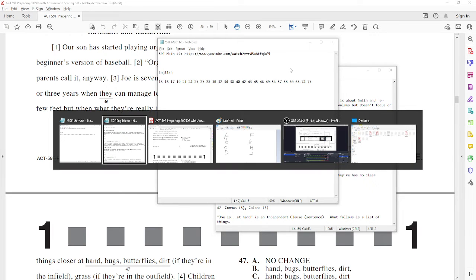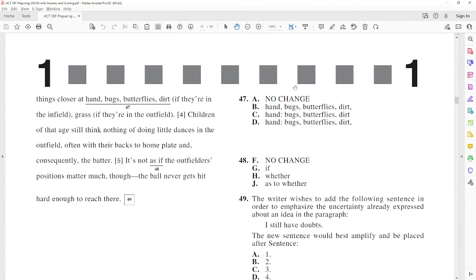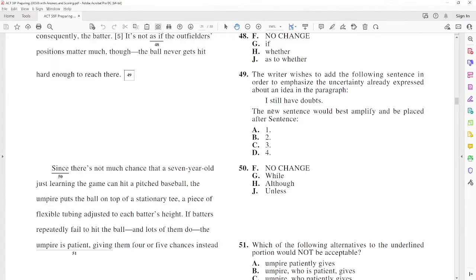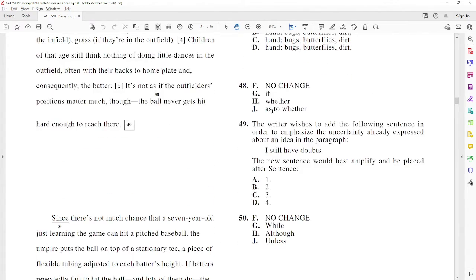49 through 54. Okay, you know what I'm going to do? I'm going to, well, maybe I'm not. I'll just try to remember that I'm doing 49 through 54, but I won't. All right, 49.